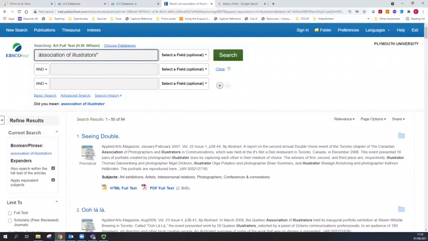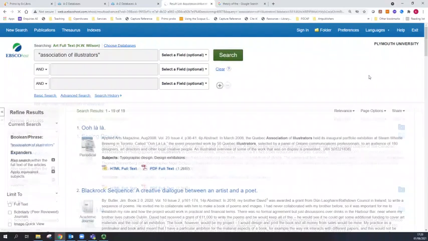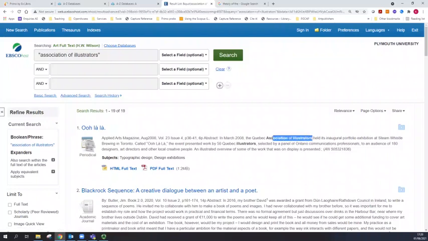If we put phrase marks or speech marks around our phrase, though, we're telling the database that we want the words association of illustrators next to each other in this order. So it locks the words together and will only look for these words when it finds them together. We can probably expect that we're not going to get very many results here, but at least we'll get the relevant results. So you can see here that we've only got 19 results, and it is only showing us where we've got association of illustrators next to each other.